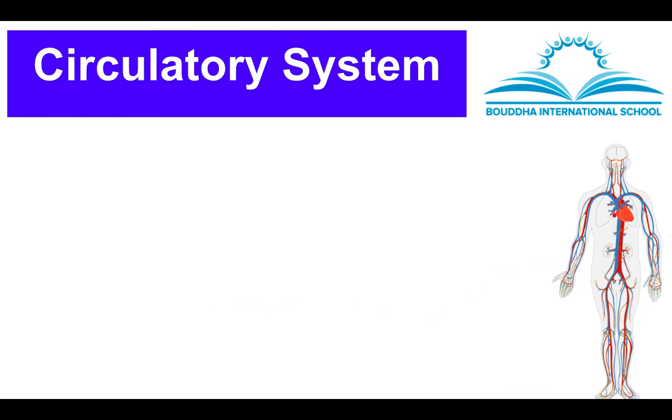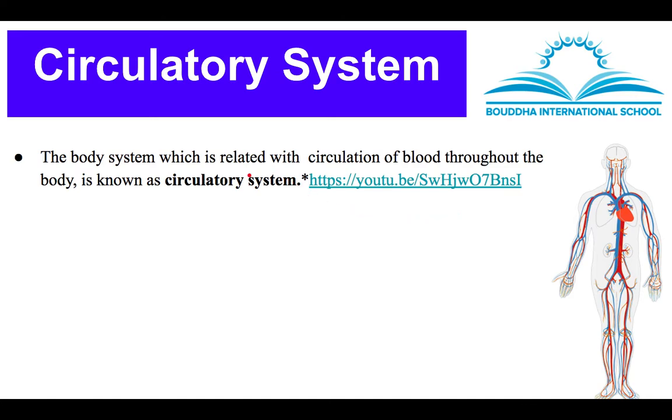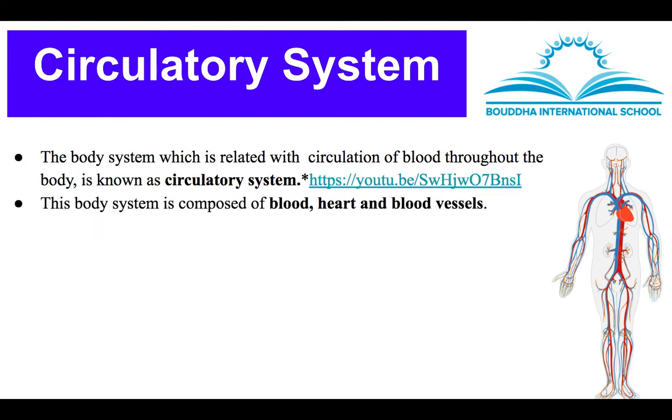You know that the heart is the main center of the circulatory system, and the heart pumps the blood throughout the body, and the heart also collects the impure blood from the whole body. So this body system is called the circulatory system. That is why the body system which is related with circulation of blood throughout the body is known as the circulatory system. As I told you before, it is composed of blood, heart and blood vessels.